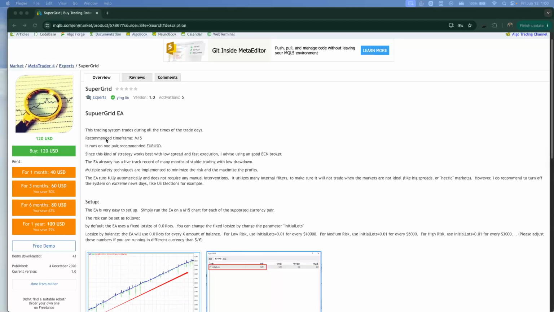Now let's get started. We are talking about the SuperGrid, and it goes for $120, and it doesn't have any reviews or comments, and the developer is Ying Liu from China. It's not really popular, it doesn't have any reviews, and there has not been any update at all since it was published on the 4th of December 2020. Now let's get down to the details.